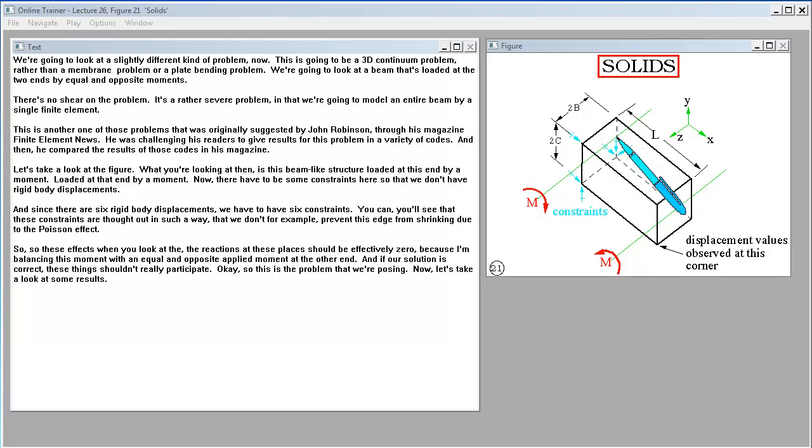So these effects, when you look at the reactions at these places, should be effectively 0, because I'm balancing this moment with an equal and opposite applied moment at the other end. And if our solution is correct, these things shouldn't really participate. Okay, so this is the problem that we're posing. Now let's take a look at some results.